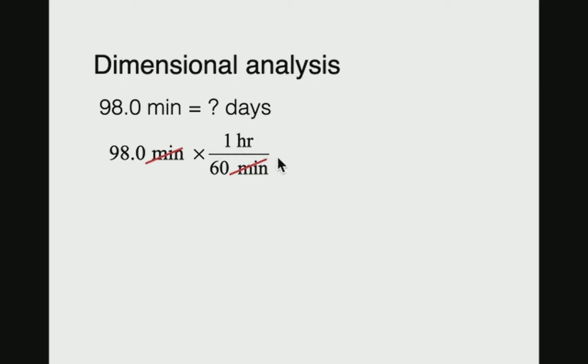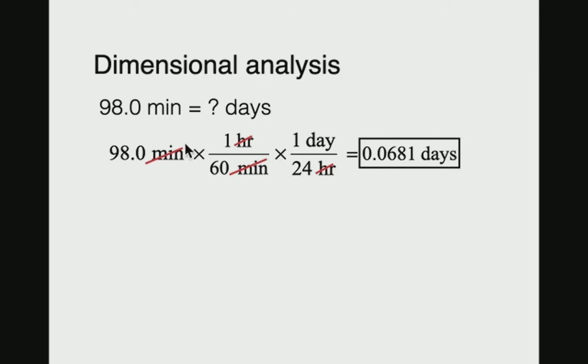Now, if I was to stop at this point, the answer would be hours. But we want days. So there'll be one more conversion factor. This time, hours is in the denominator because we want hours to cancel out. And then the answer is simply 98 divided by 60 divided by 24 equals this. Okay, so this step-by-step going from one unit to another unit is exactly the same thing that we'll be doing in stoichiometric calculations. Okay, here we go. Let's do a couple of practice problems.